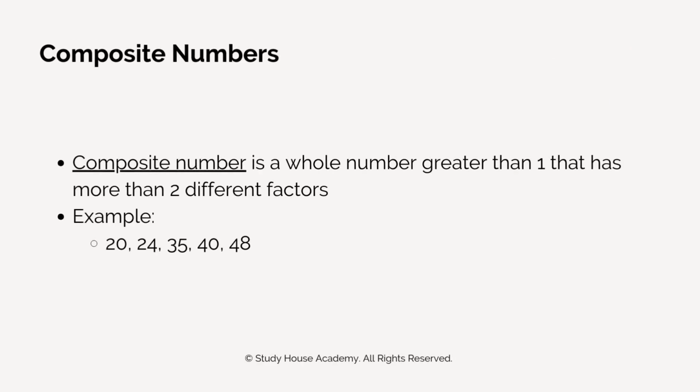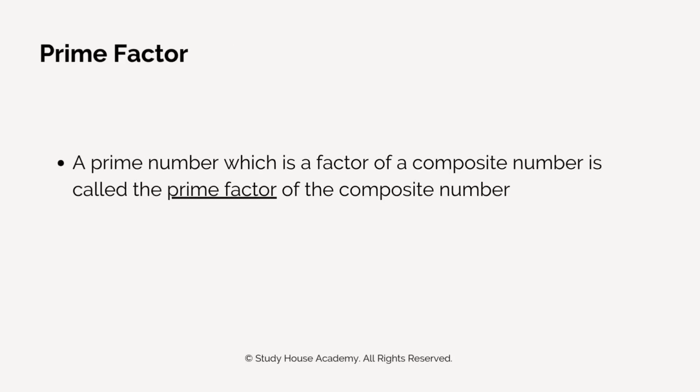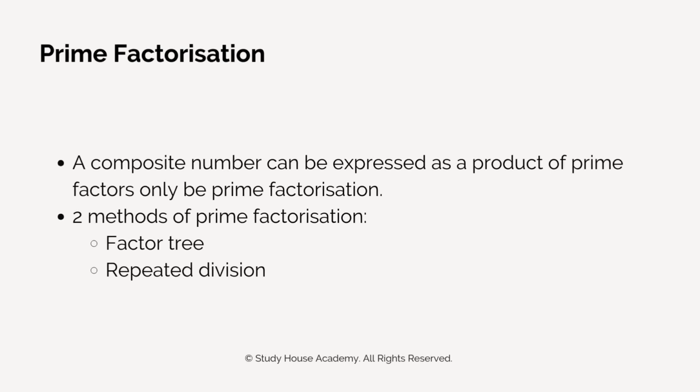Composite numbers. A composite number is a whole number greater than 1 that has more than two different factors. For example, 20, 24, 35, 40 and 48. A prime number which is a factor of a composite number is called a prime factor of the composite number. Prime factorization. A composite number can be expressed as a product of prime factors only by prime factorization.